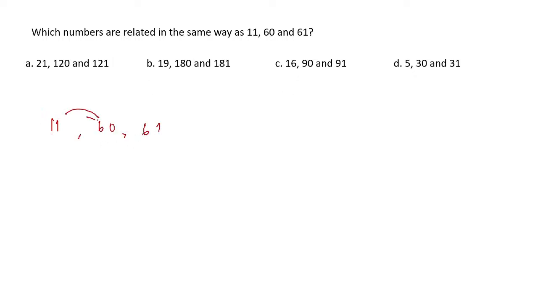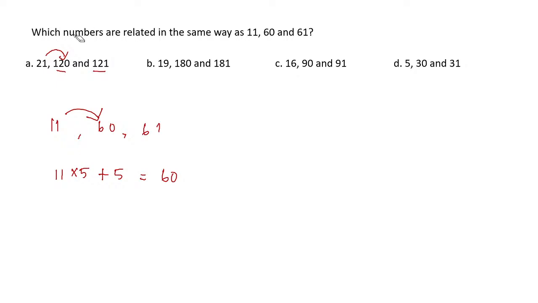Okay, now that which numbers are related the same way as 11, 60 and 61. Now how can we relate these two numbers is what I want. Because in all the options, look here, 120, 121, 180, 181, 90, 91, 30, 31. So it's going to be the next numbers. But how are these two numbers related is what we want, correct? 11 and 60, how can I write it? I can actually write it as 11 into 5, 55 plus 5. Right? If I want to relate 11 with 60, this is how I can write it. Then we will apply the same with the options.